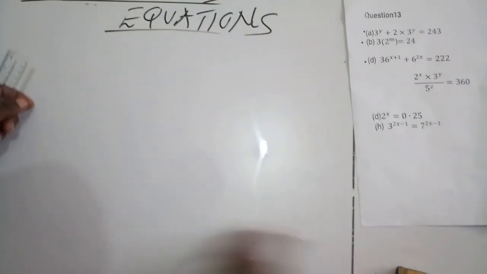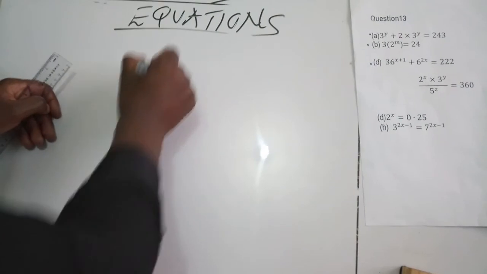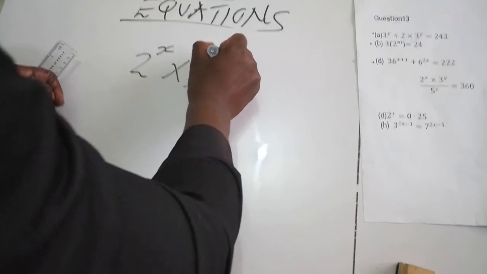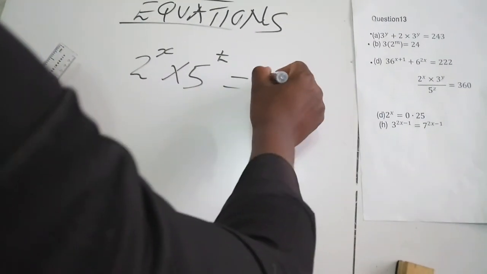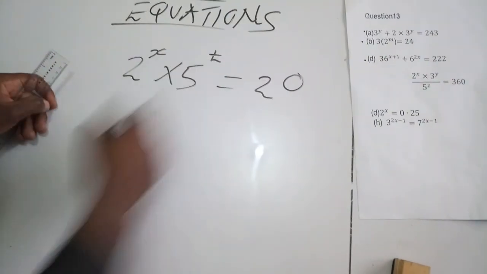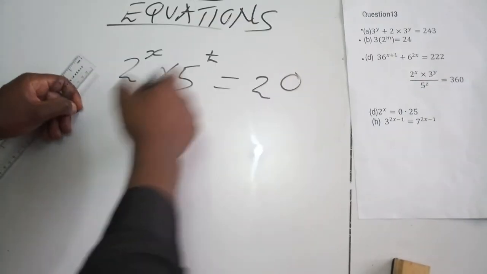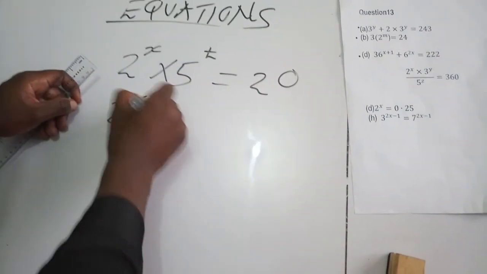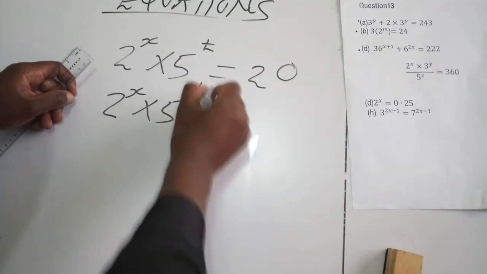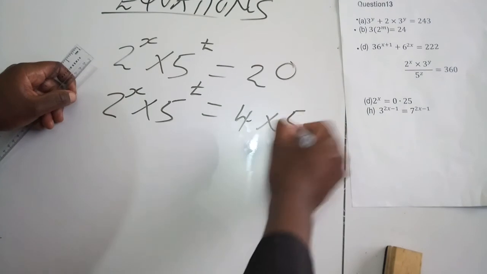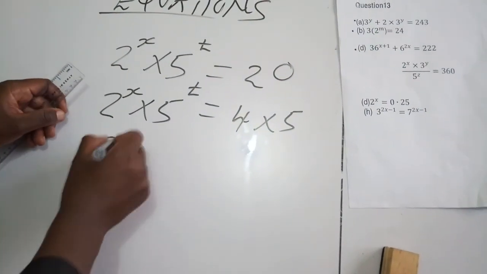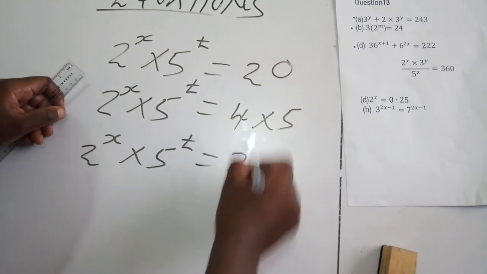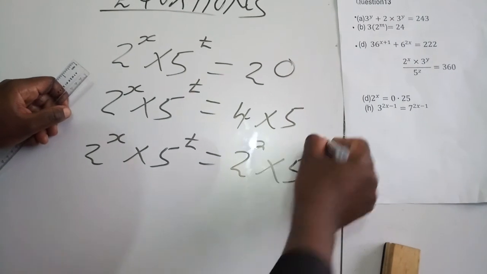Okay, so we want to conclude with maybe only 2 equations, then that would be the end. Another equation, maybe a unique equation where you find 2 unknowns in a single equation. Like this one here, you're told to find the value of x and t in the equation 2 power x times 5 power t is equal to 20. So what will you do? You're going to break down 20 into 4 times 5. Then we shall have 2 power x times 5 power t being 4 as 2 power 2, 5 being 5 power 1.